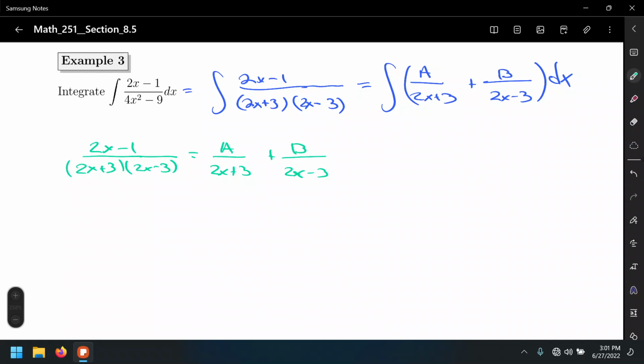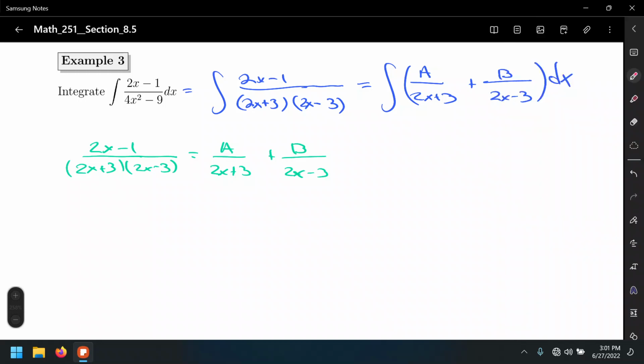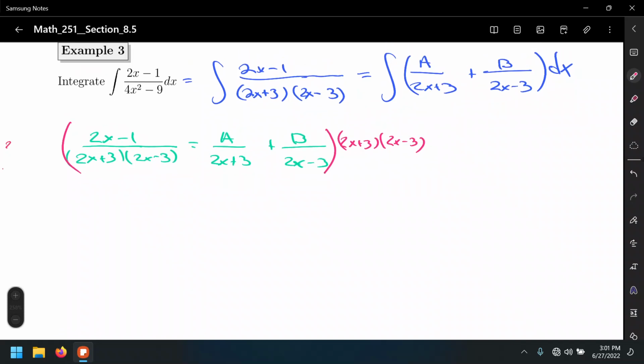So, well, we need to rewrite this equation into a simpler form. That is, by multiplying both sides by 2x plus 3 times 2x minus 3, which happens to be the least common denominator.